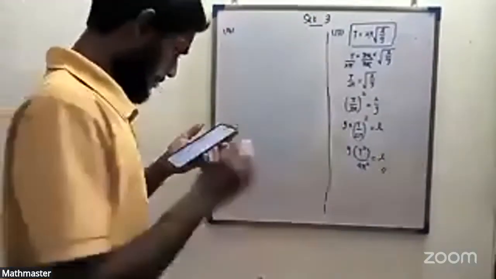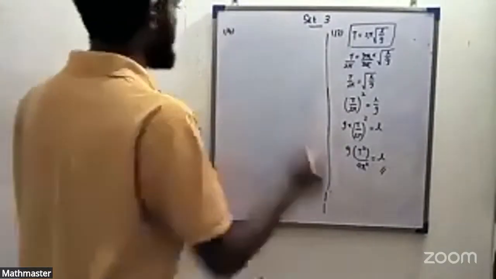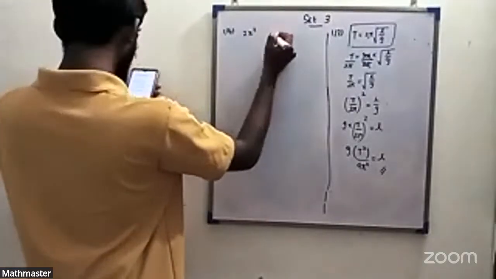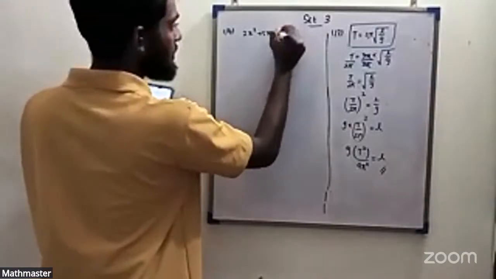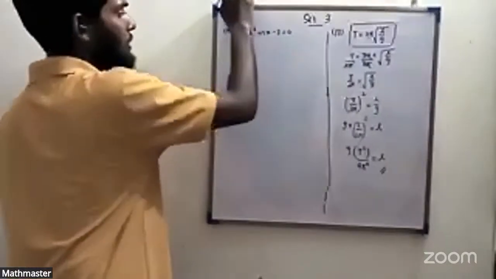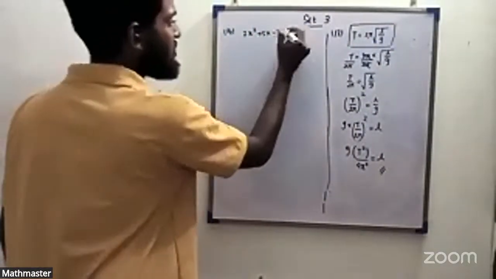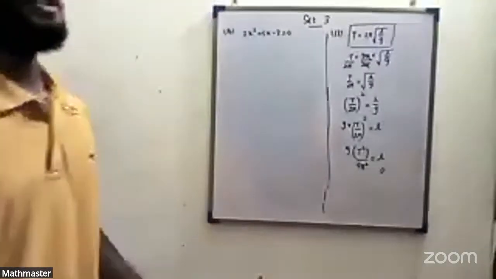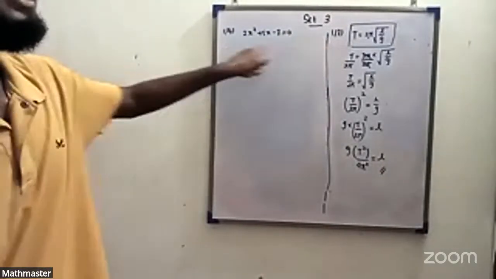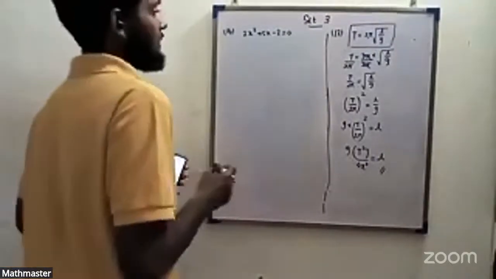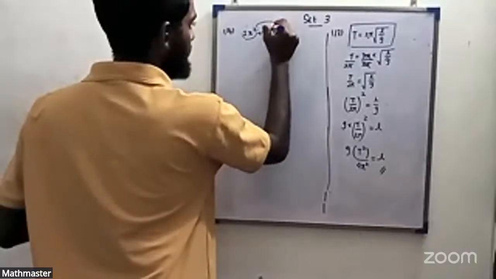Question 14. Solve the following quadratic equation. 2x squared plus 5x minus 3 equals 0. So what is a quadratic equation? A quadratic equation means you have this trinomial which is equal to 0. When you have this equal to 0 part, this is called a quadratic equation. So the first part is you have to multiply this part into this final minus 3.